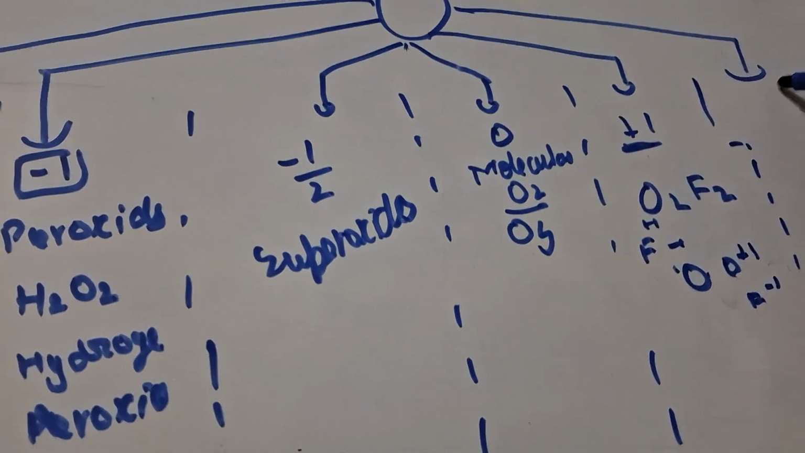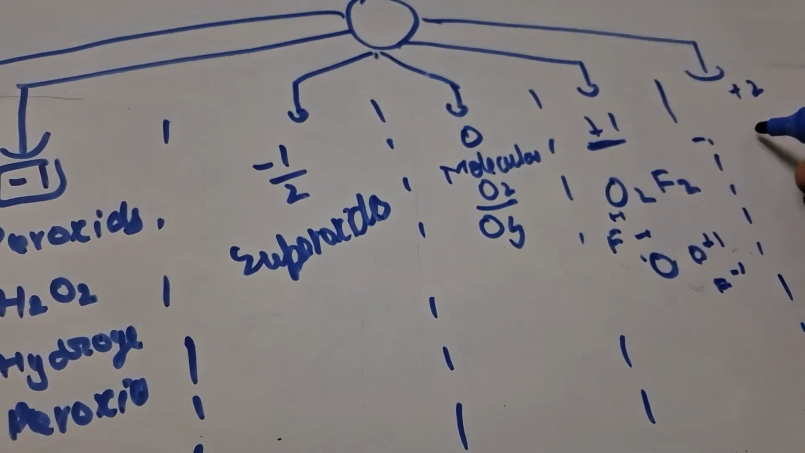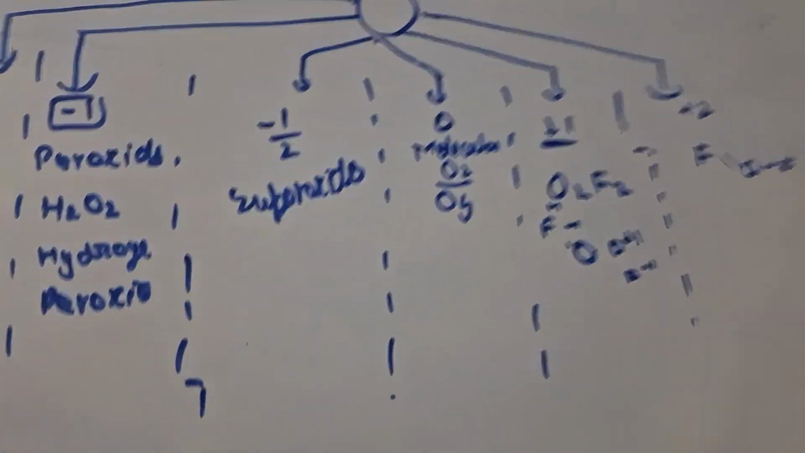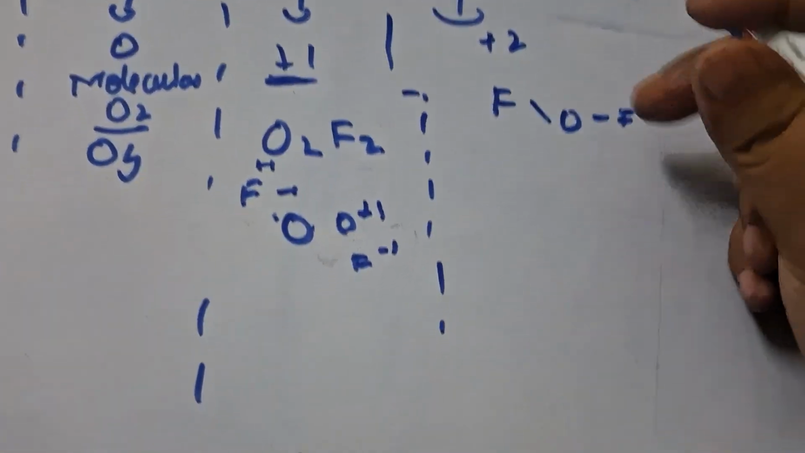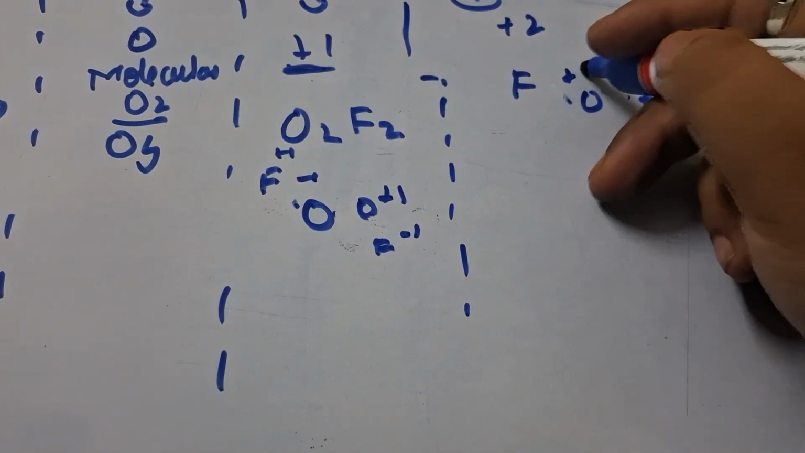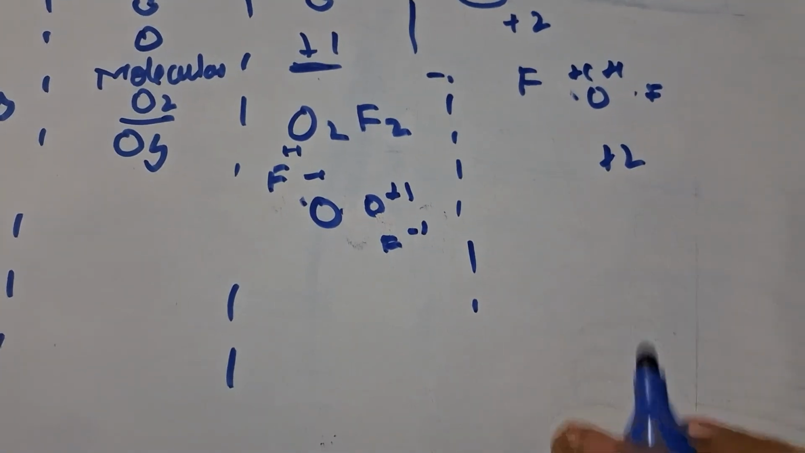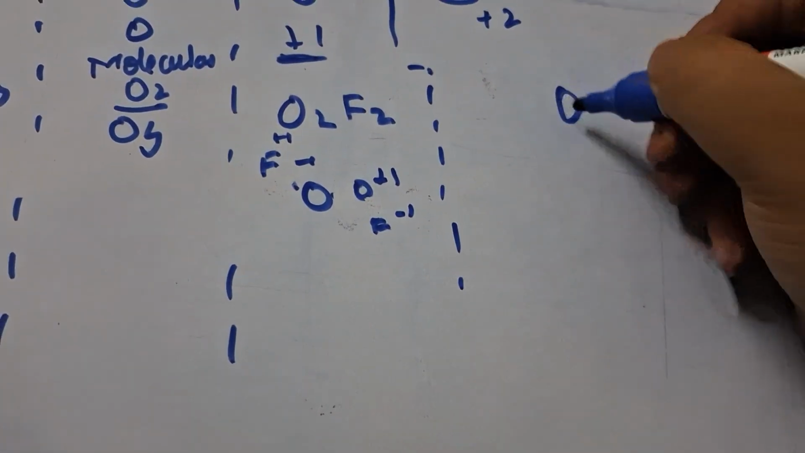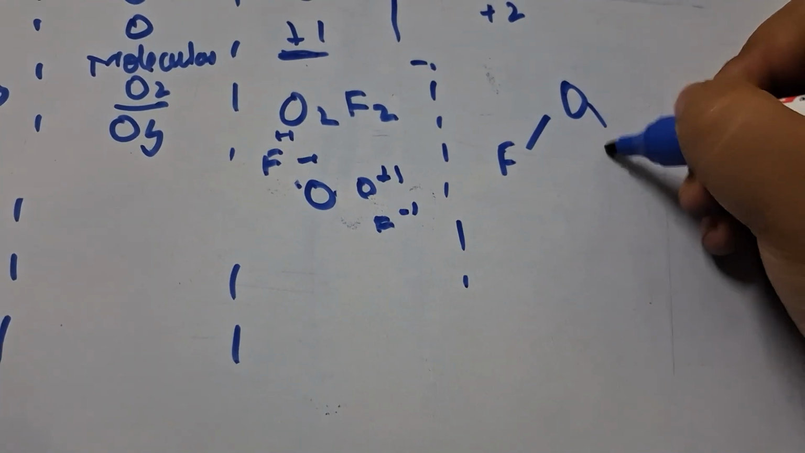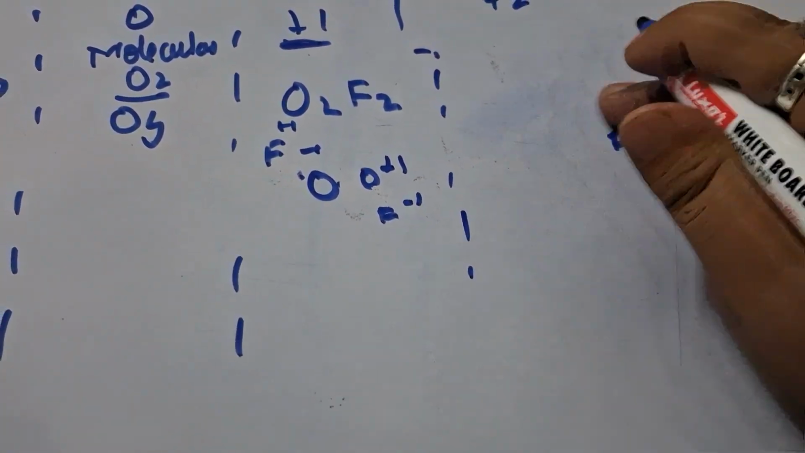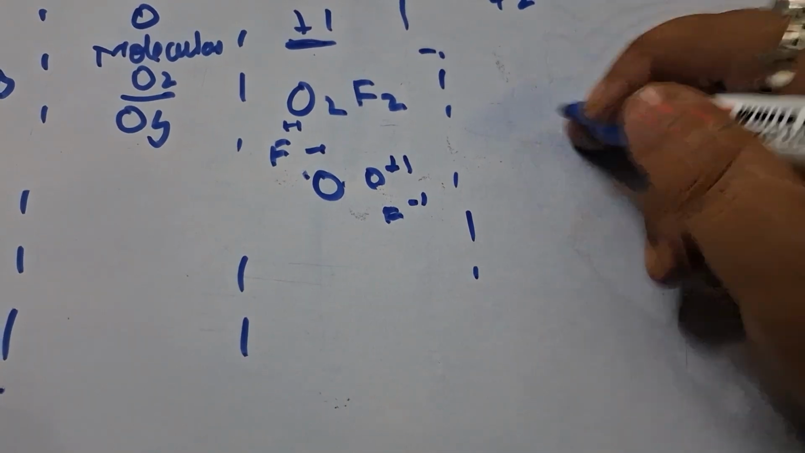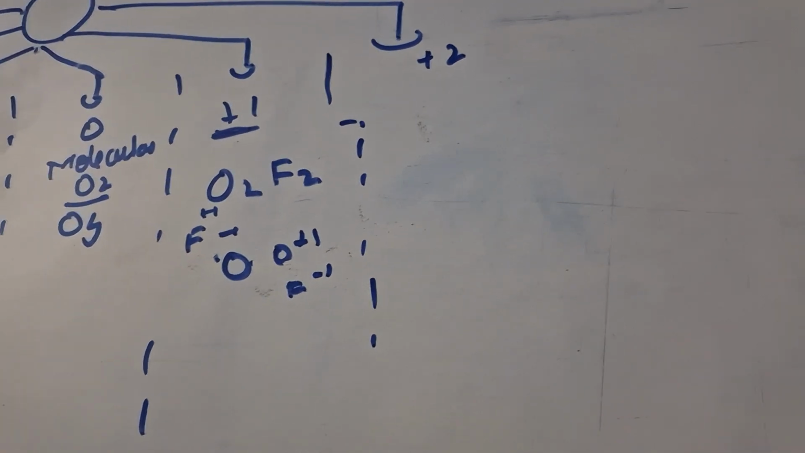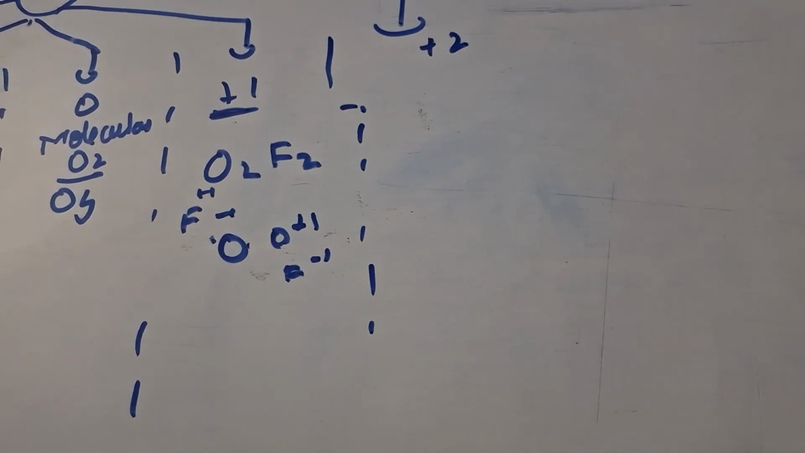Now finally +2. When will it have +2? Well, when it has FOF. So this will be the structure. Break this, break that, +1, +1, +2. Also you can draw the structure like this, but we'll learn how to draw structures in bonding. There's a chapter based on bonding. Yeah, I know, crazy.